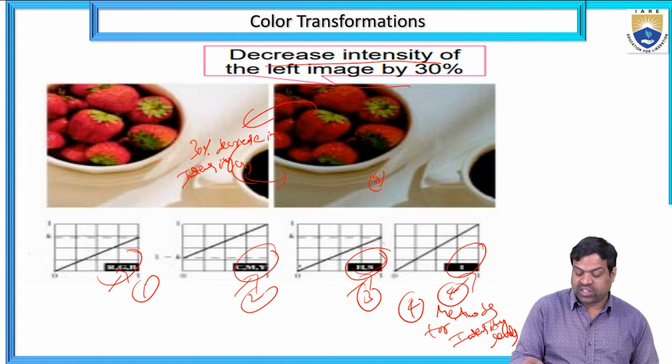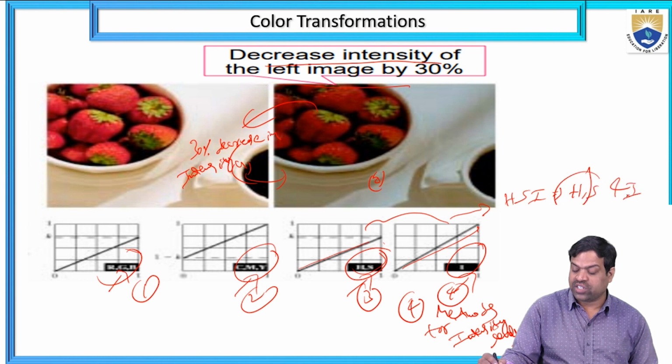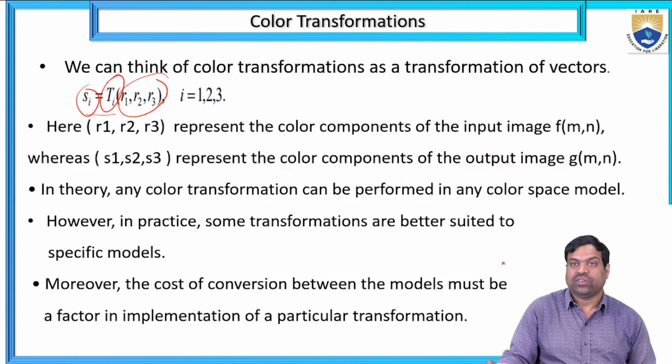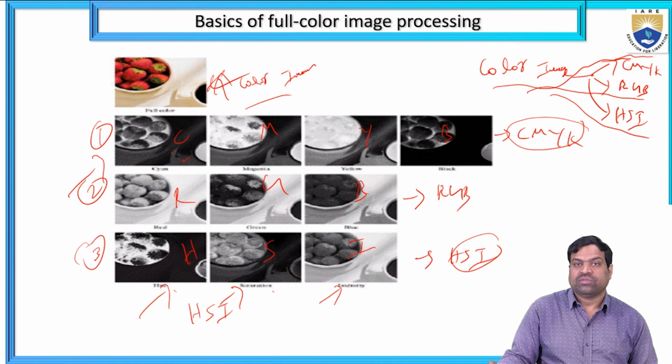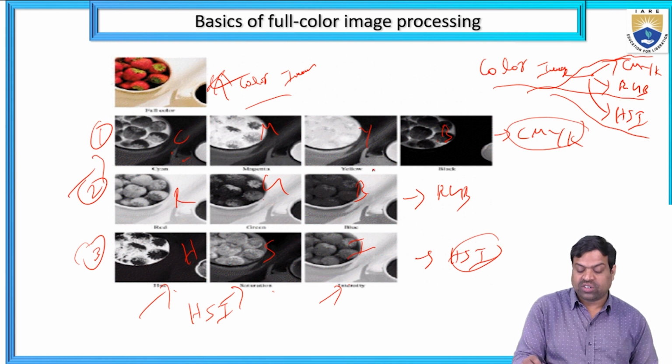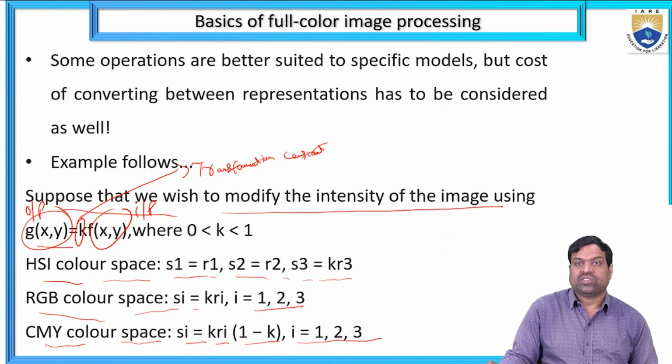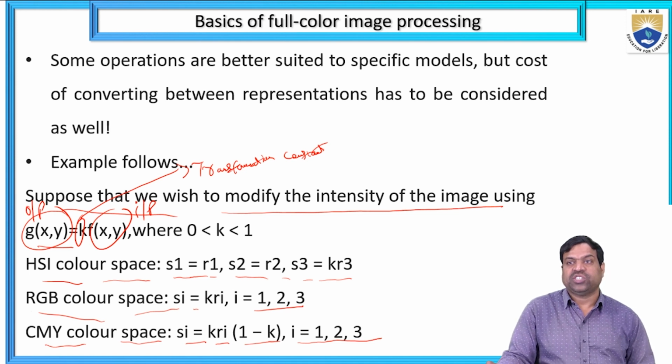In the HSI, hue and intensity are different. So these two models are the HSI, that is H, S and I. So H and S are one graph and the I is another graph. That is a transformation process. The first method is cyan, magenta, yellow and black, CMYK. The second one is red, green and blue, RGB. The third one is hue, saturation and intensity, HSI. Some operations are better suited to specific models, but the cost of converting between representations has to be considered as well.